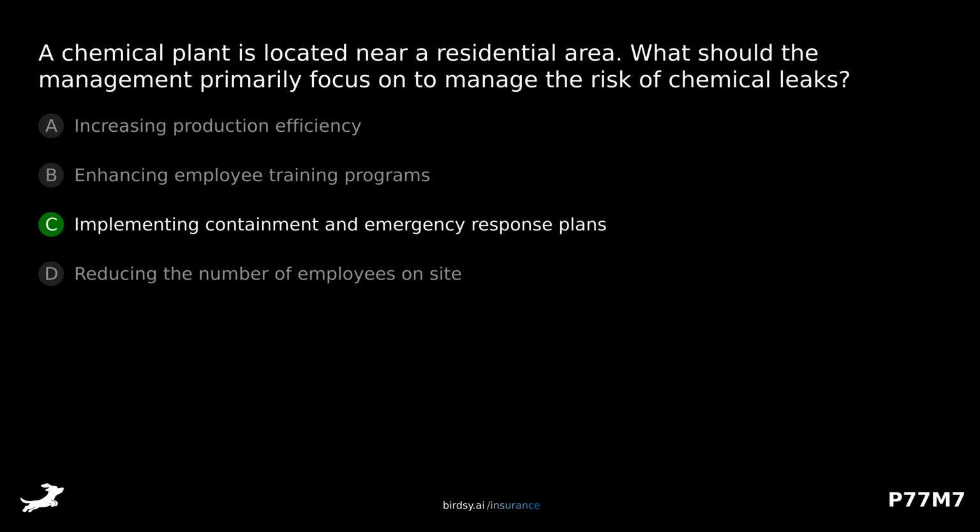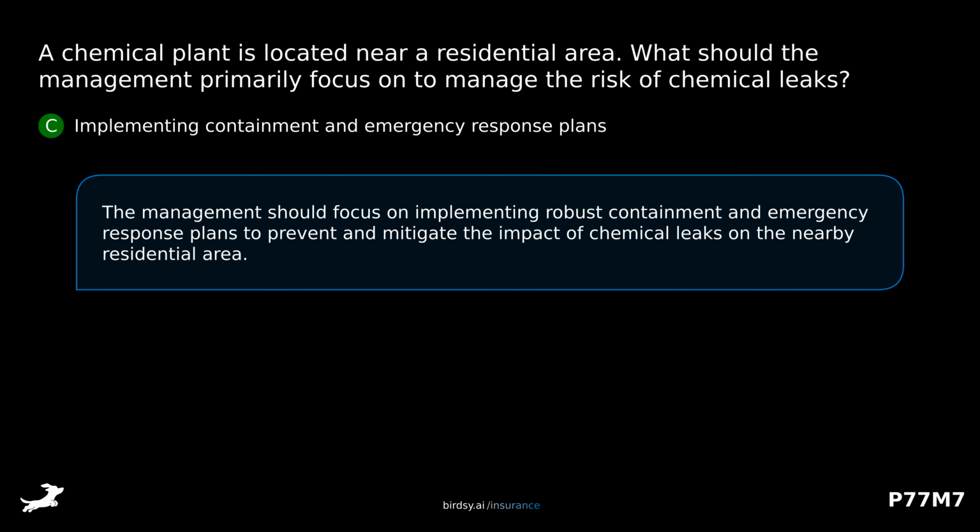The answer is C, implementing containment and emergency response plans. The management should focus on implementing robust containment and emergency response plans to prevent and mitigate the impact of chemical leaks on the nearby residential area.